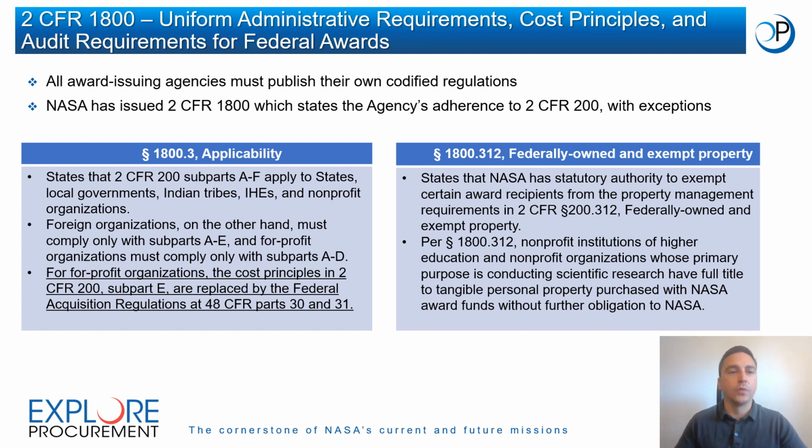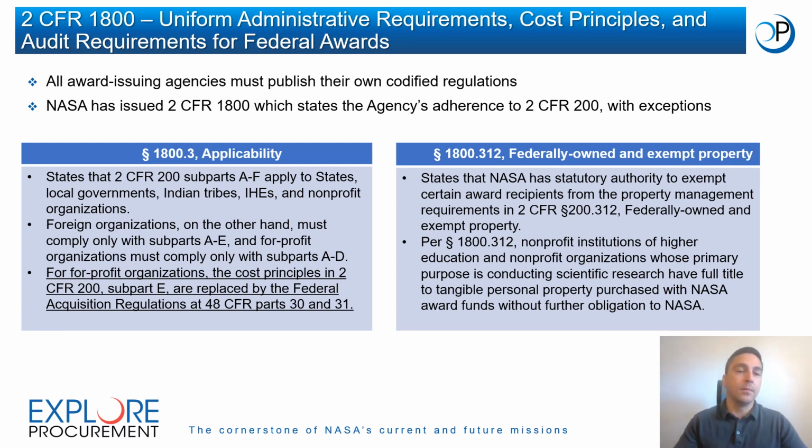So 2 CFR 200 requires all award-issuing agencies to implement the regulations therein by publishing codified regulations of their own. NASA has codified the regulations in 2 CFR 200 by issuing 2 CFR 1800, which states that NASA will adhere to 2 CFR 200 with a few exceptions. The most notable exceptions pertain to 2 CFR 200's applicability and how federally owned and exempt property is vested.